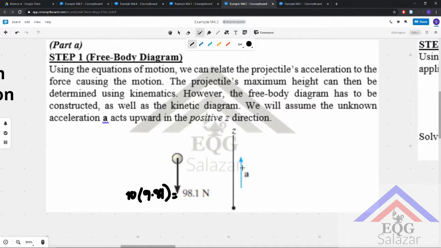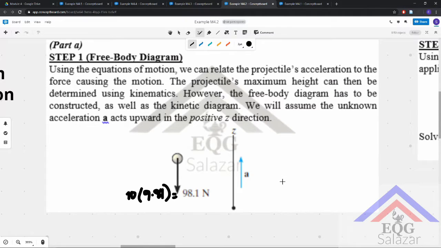And you see here, acceleration is upward because we assumed it to be upward because of the guidelines in the module to assume that the acceleration of the particle will move in the positive direction of the coordinate system you chose.